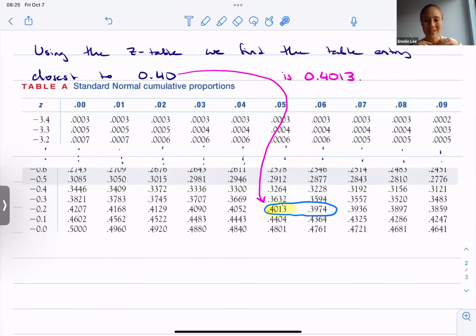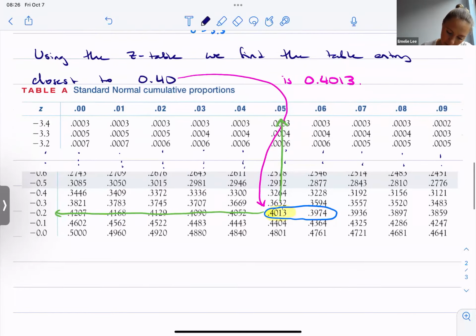Okay. So now, this is where we ended up when we were working forwards. We were working towards this probability and then we were done. But now we've found the probability closest to 0.4. So now I can map that back. I can map it backwards. I can map it back to a Z score of negative 0.25. Okay.